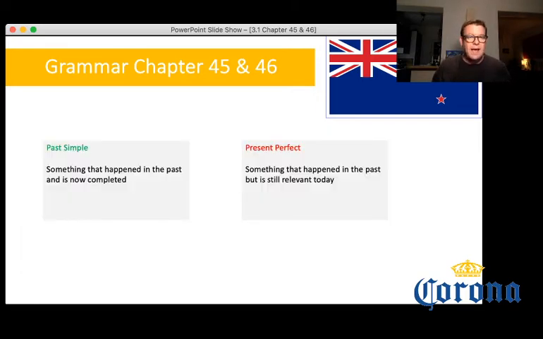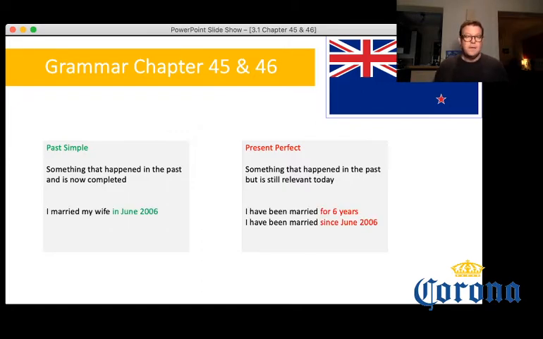So just to recap, the past simple is something that happened in the past and is now completed, so it's not relevant anymore. And the present perfect is something that happened in the past, but it's still relevant today. So let's have some examples for that. The past simple, I married my wife in June 2006.